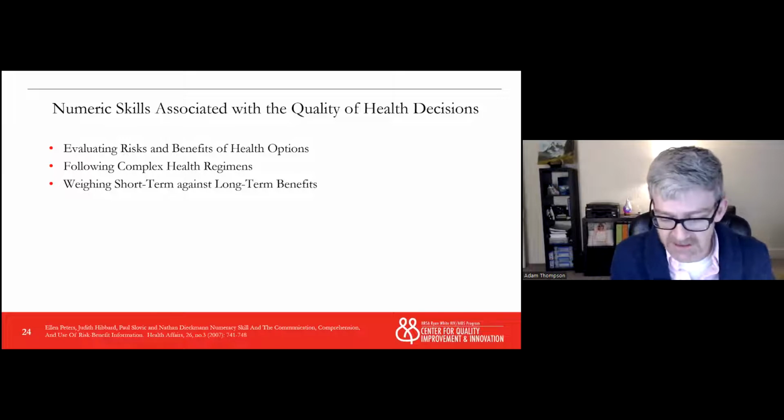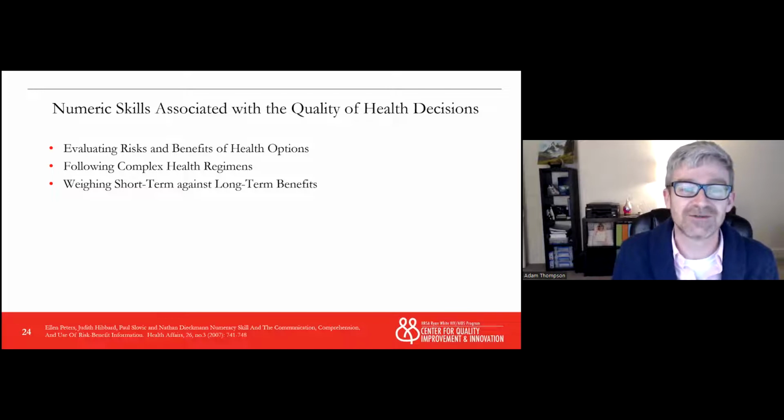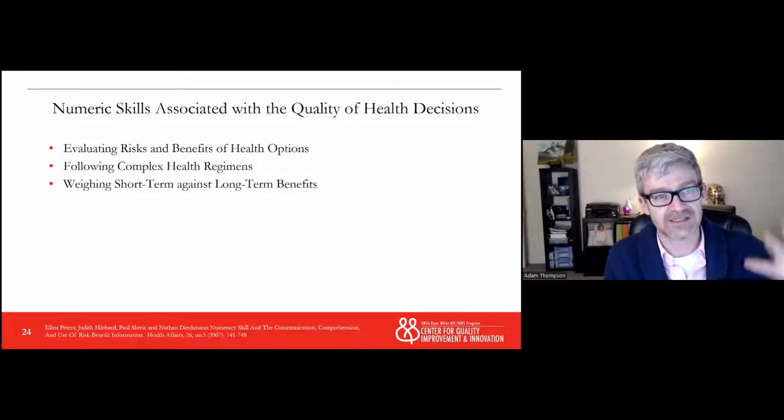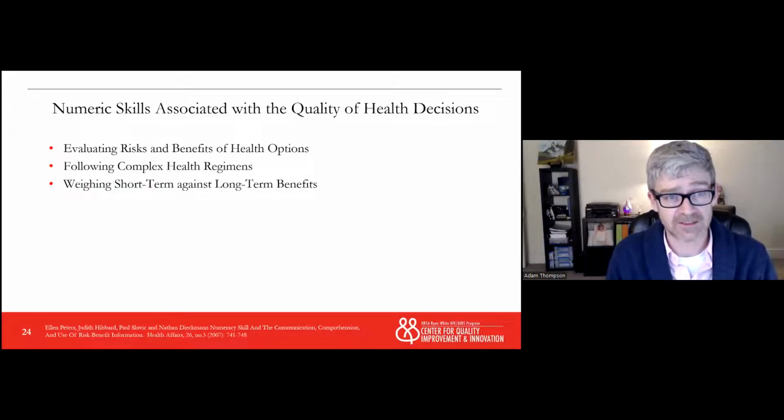Lastly, there are these skills associated with applying the information, right? And so this has to do with being able to evaluate risk and benefits of health options. This gets a little bit at the statistical literacy that we were talking about. It's also about being able to follow complex health regimens.